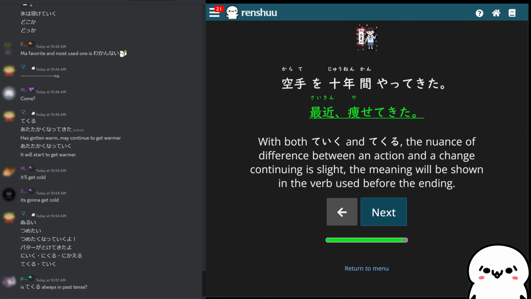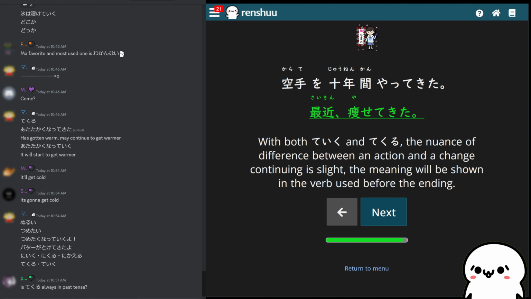I see someone typing. It might be a question. It's not always in past tense. No. If you leave it in present tense, I think it might be mentioned somewhere. I might have skipped over it. If you leave it in present tense, you are more strongly suggesting that it will continue from here on out.